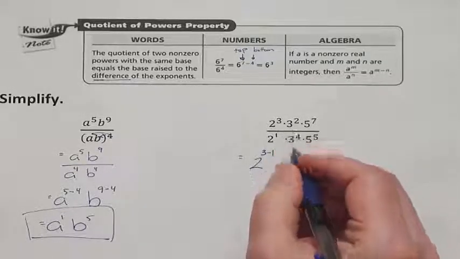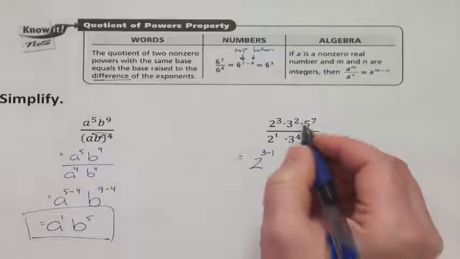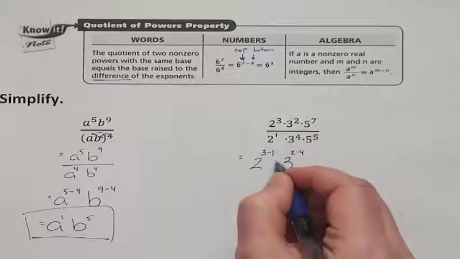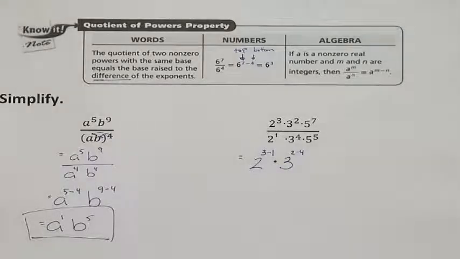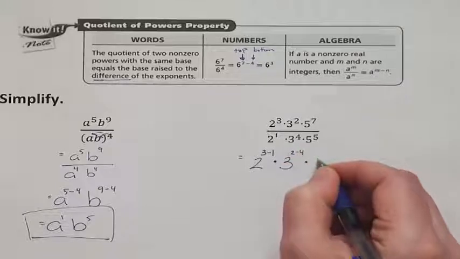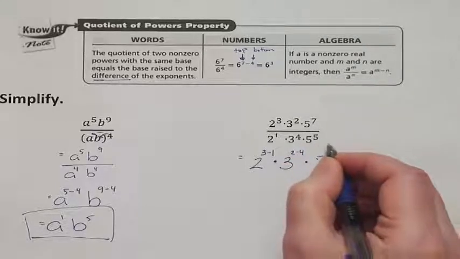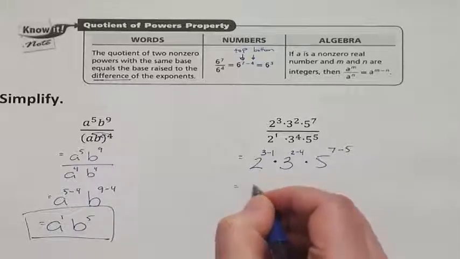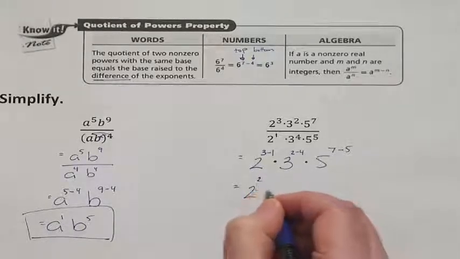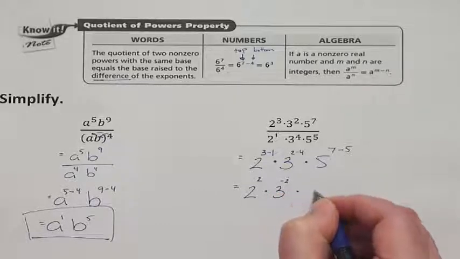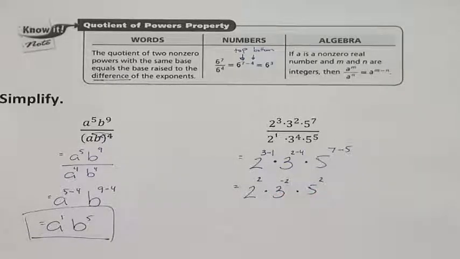I see same base 3's. So here's my same base of 3. Top exponent was a 2. Bottom exponent was a 4. The rule is to subtract. These are multiplication problems, so you need to put a multiplication sign in between. And now I'm multiplying that by same base of 5's. The top exponent was a 7. Subtracting, the bottom exponent was a 5. So what do we really have? I have 2 to the second power times 3 to the negative second power times 5 to the second power.